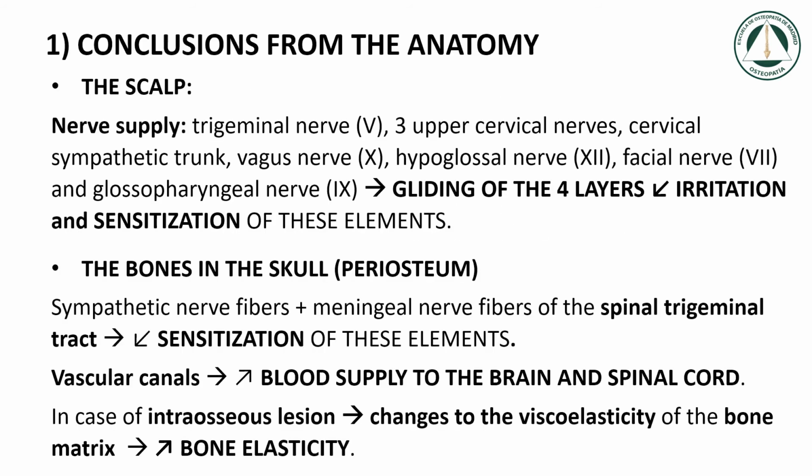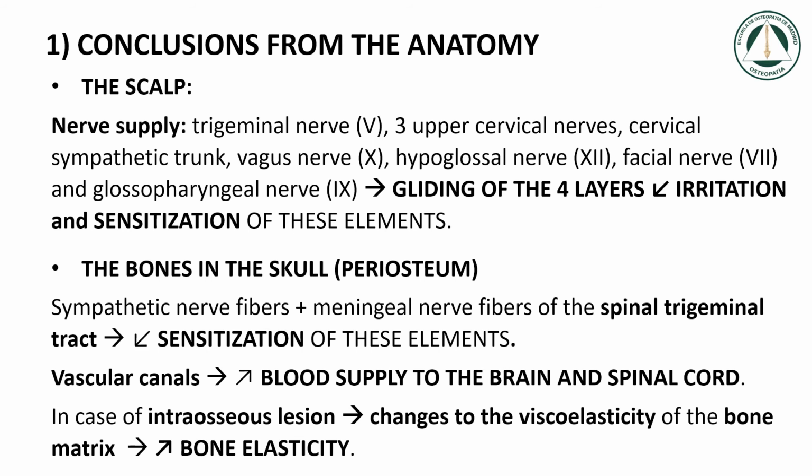Conclusions. 1. Conclusions from the anatomy. The scalp. Through nerve supply by the trigeminal nerve, 5th; 3 superior cervical nerves; cervical sympathetic trunk; vagus nerve, 10th; hypoglossal nerve, 12th; facial nerve, 7th; and glossopharyngeal nerve, 9th. It is possible that the absence of gliding, due to adhesions between the 4 layers, produces irritation/sensitization of these elements.